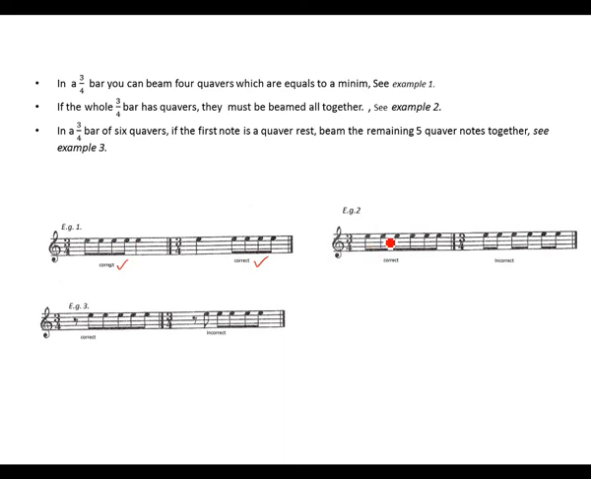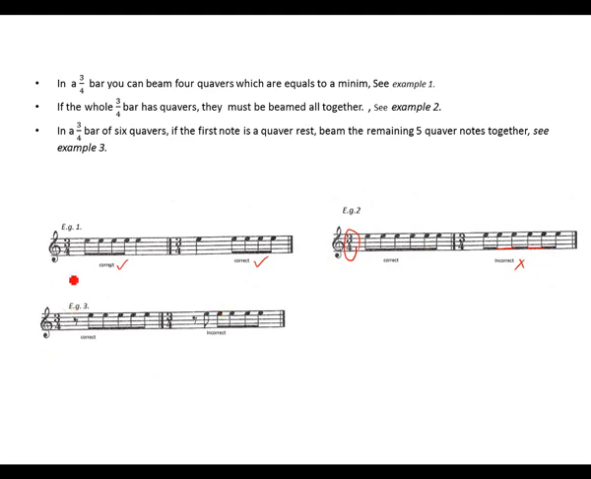We have 1, 2, 3, 4, 5, 6. So this whole bar has quavers. You beam all the quavers together. Since it's a 3-4 bar, you beam them all together. This is incorrect. They're supposed to be joined together.